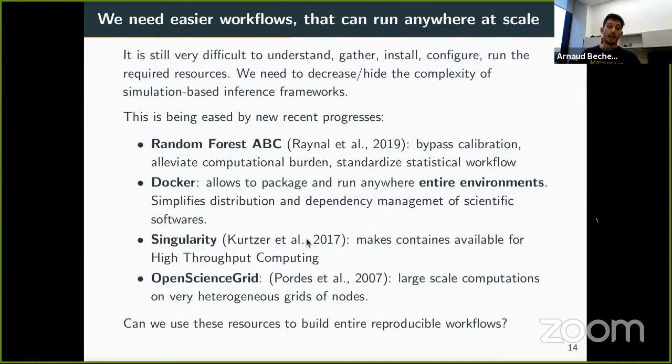So now what I'm doing is using Open Science Grid, a very heterogeneous grid of computational nodes. These nodes are in Europe, in America, all across the planet. They run on a diversity of systems, it's very heterogeneous, but it's surprisingly easy for me to go there and just run my simulations, because all this heterogeneity is hidden behind Singularity, Docker, and all the other tools. I hope that the direction we will be going for the field is that if we can use these resources to build entire reproducible workflows, that alleviates users from the burden of installing and calibrating and struggling with scripts and dependencies and compatibility issues.